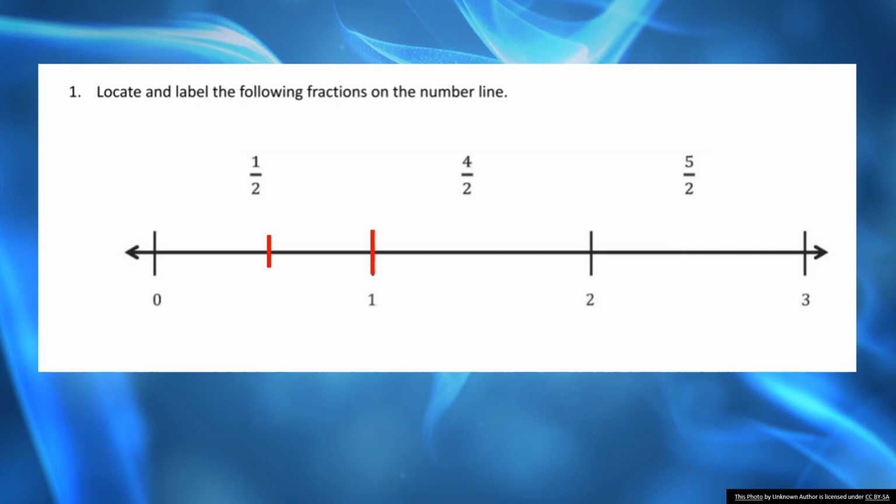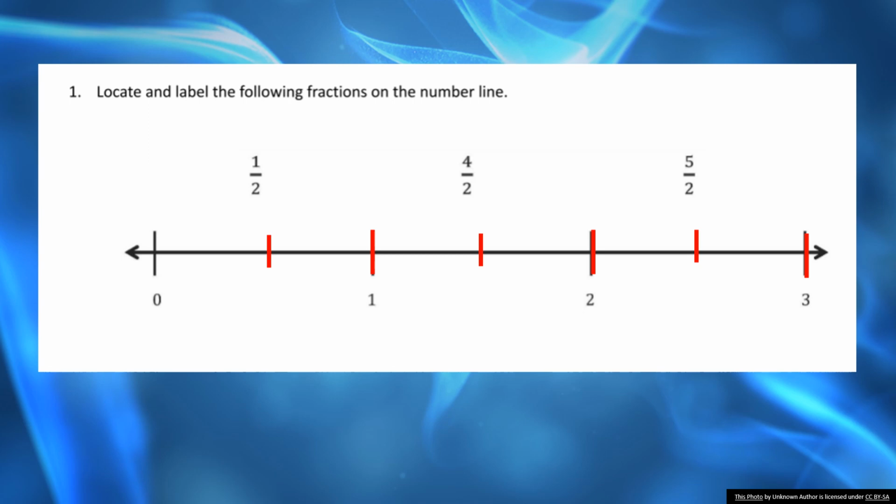All right? Now, let's do it again. 1, 2. Now we're at the whole number 2 because every 2 halves is another whole. And we're going to do it again. 1, 2. Now we're at the whole number 3. Again, every 2 halves is a whole.